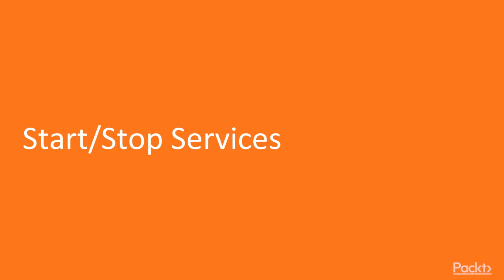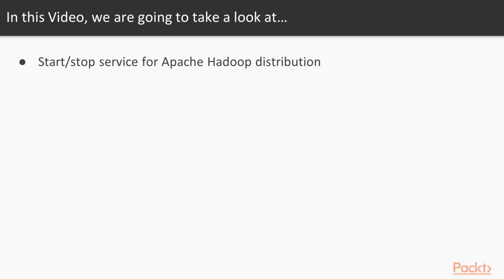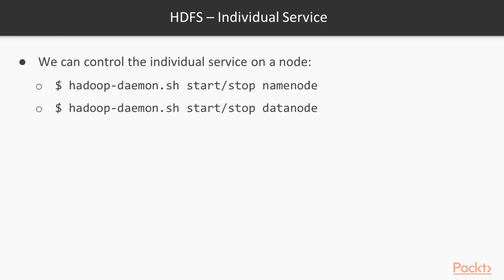So let's first of all look at Start/Stop Services. And we are looking into the Apache Hadoop distribution. So let's say we have to restart HDFS services. What we can do is control an individual service by using the command hadoop-daemon.sh start or stop for that particular service. So we are saying HDFS. So it starts with Hadoop. Let's go to the system and have a look at this particular command.